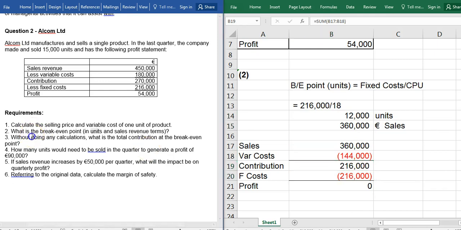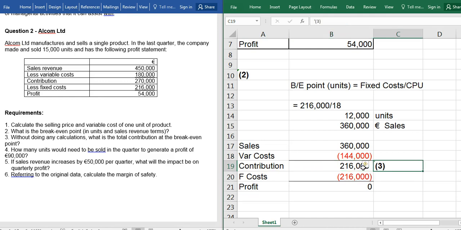So that actually answers our part 3 as well. What is the total contribution at the break-even point? The total contribution at the break-even point, where you neither make a profit nor a loss, will always be the amount of fixed costs. So the answer to part 3 there is contribution must be 216,000, because that will just cover your fixed costs. So that's your answer to part 3 as well.